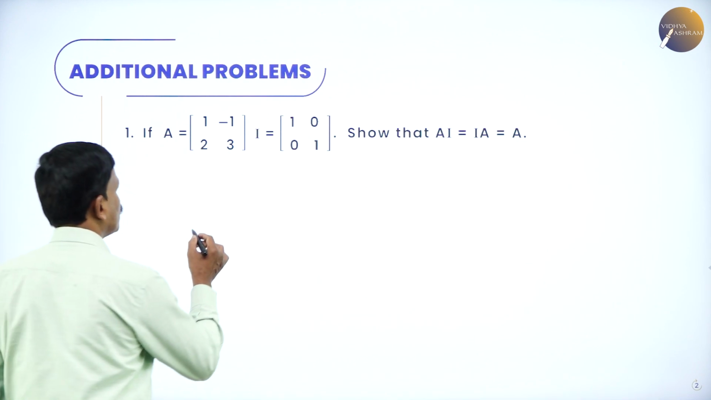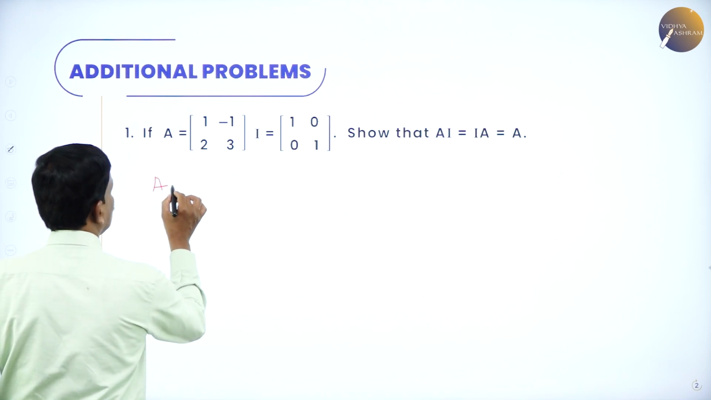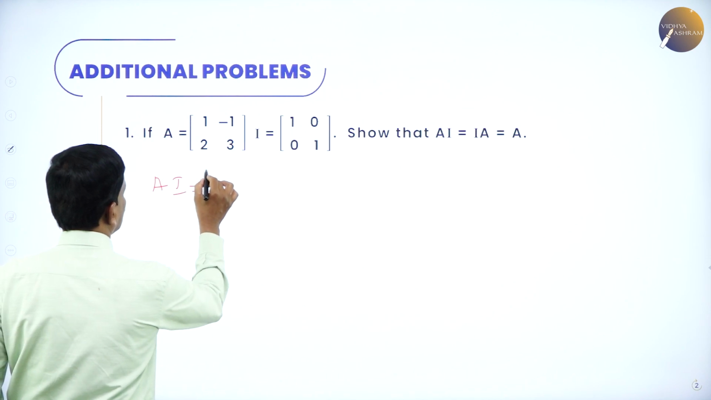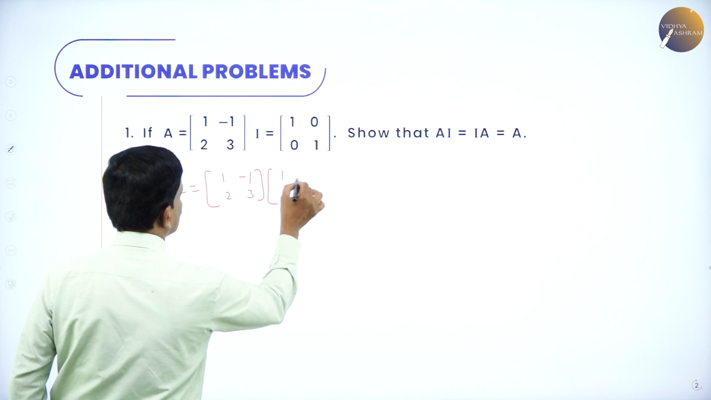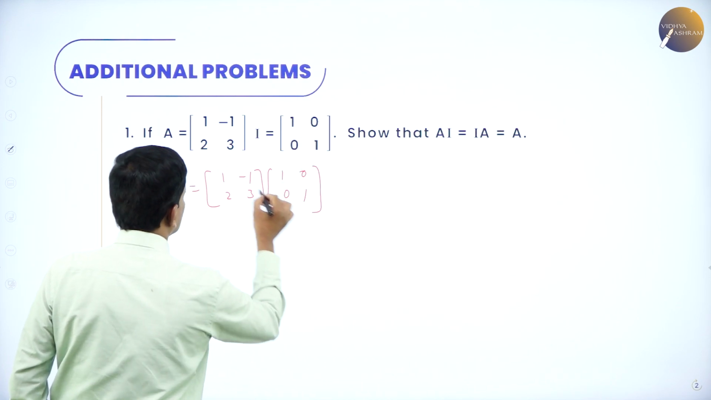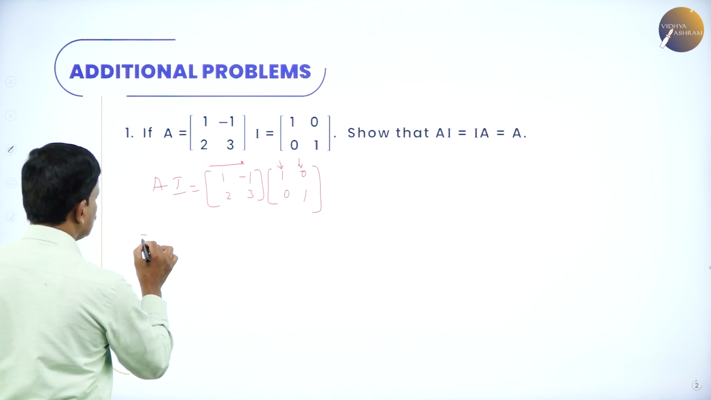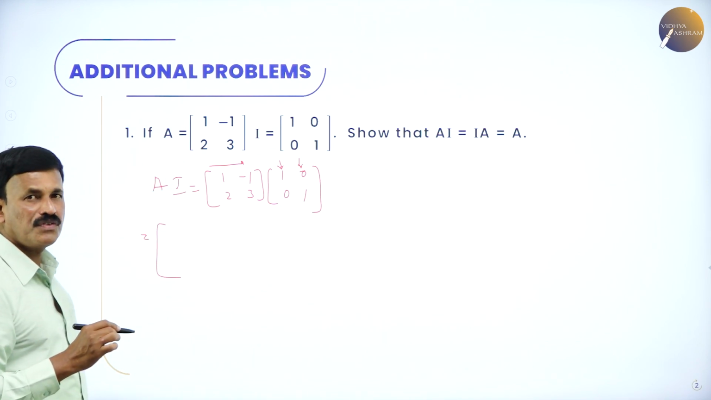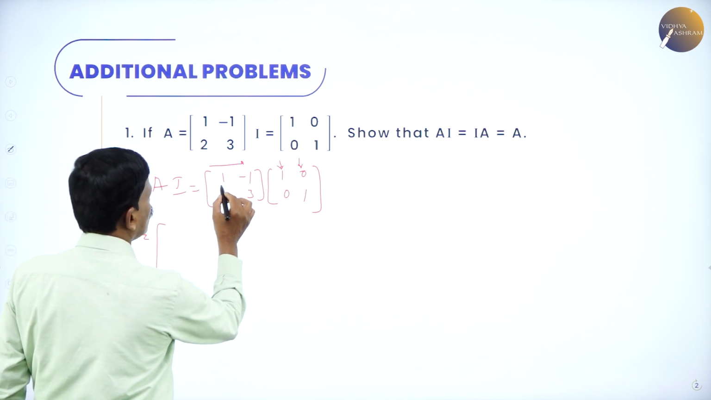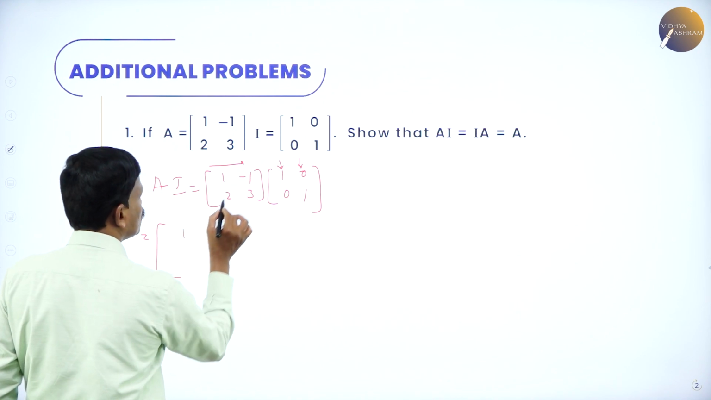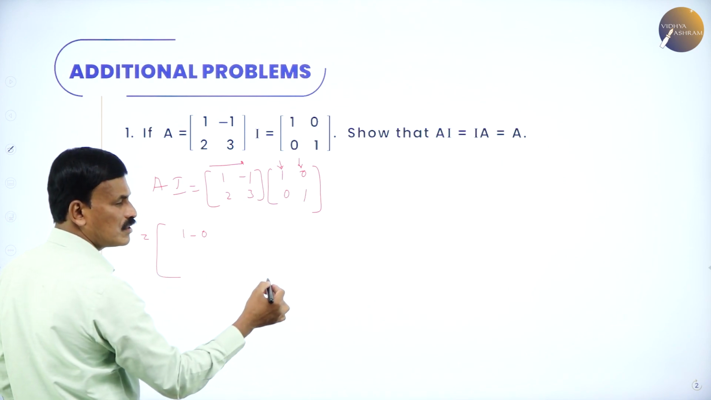Now, let us verify this. What is given? A and I are given. Find out A into I first. A into I is [1, minus 1; 2, 3] into [1, 0; 0, 1]. This is equal to multiplication. If you have any doubt in multiplication, observe carefully. Let us take first row, first column: 1 into 1 is 1, and minus 1 into 0 is equal to 0. First row, first column finished.